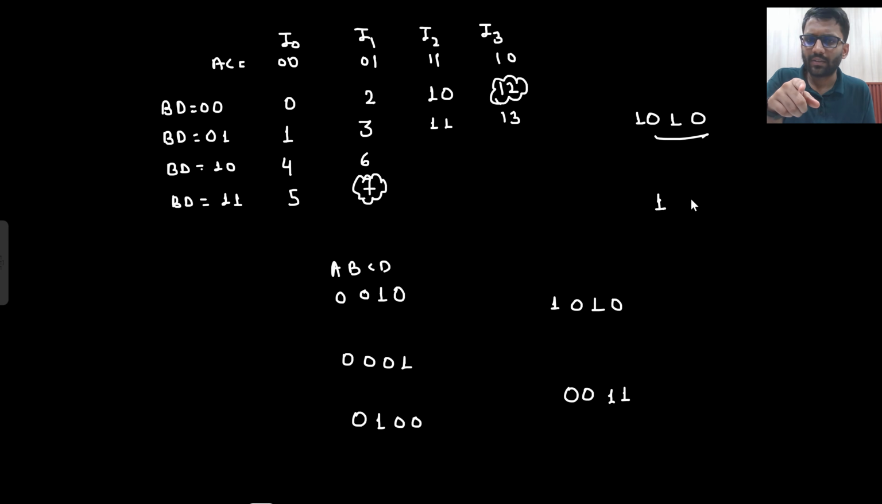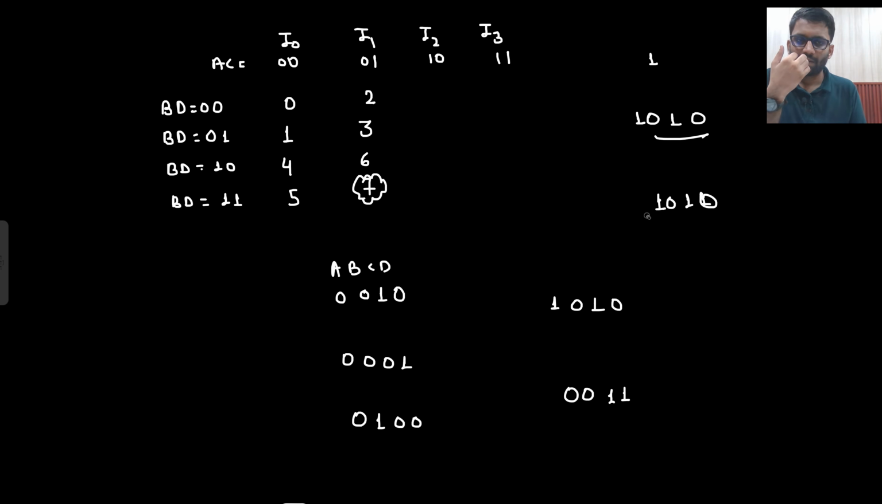If A is 1, B is 0, C is 1. Here, what is the issue? A is 1. Oh, this is the opposite, no? What am I doing? This is 1 0 1 1. So let's check back again.